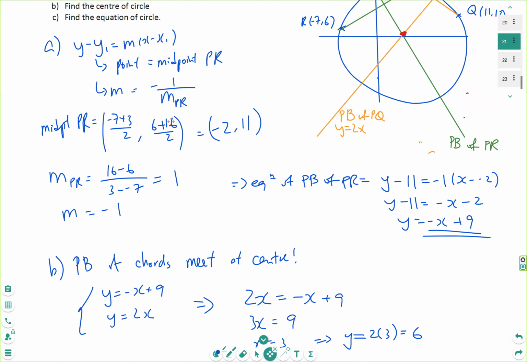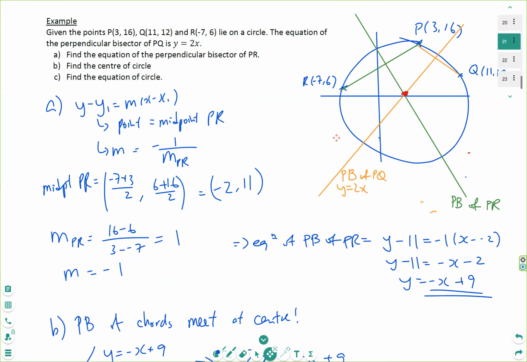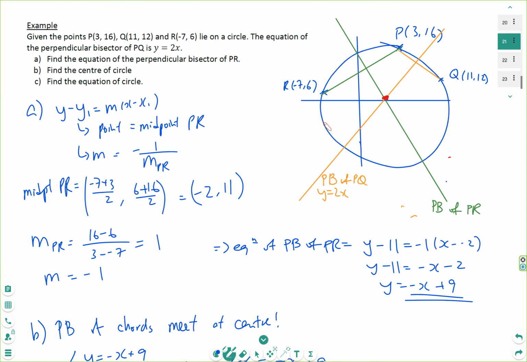Part C. Find the equation of the circle. To find the equation of the circle, again, two things: the radius and the center of the circle. We've got the center of the circle already. All we need is a radius. Now we know the point is (3, 6). The radius is any distance from the center of the circle to the circumference. Let's call this point C. So it's either CR, CP, or CQ, either one of them, up to you.